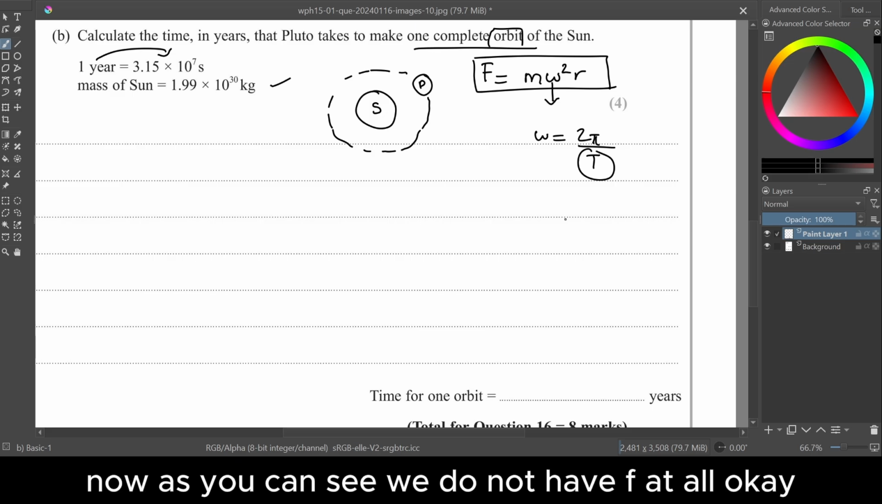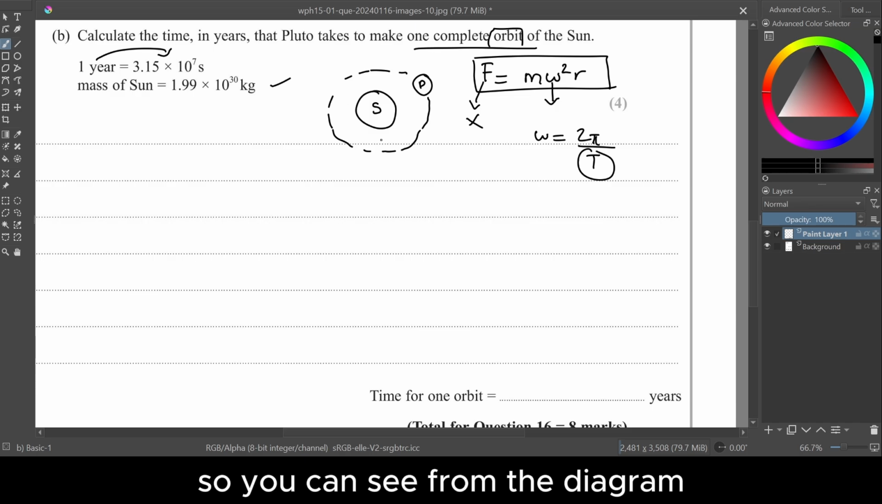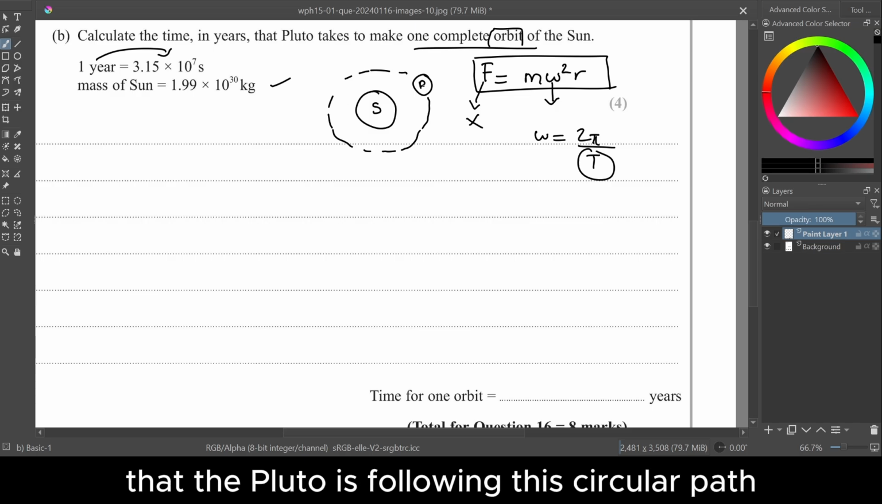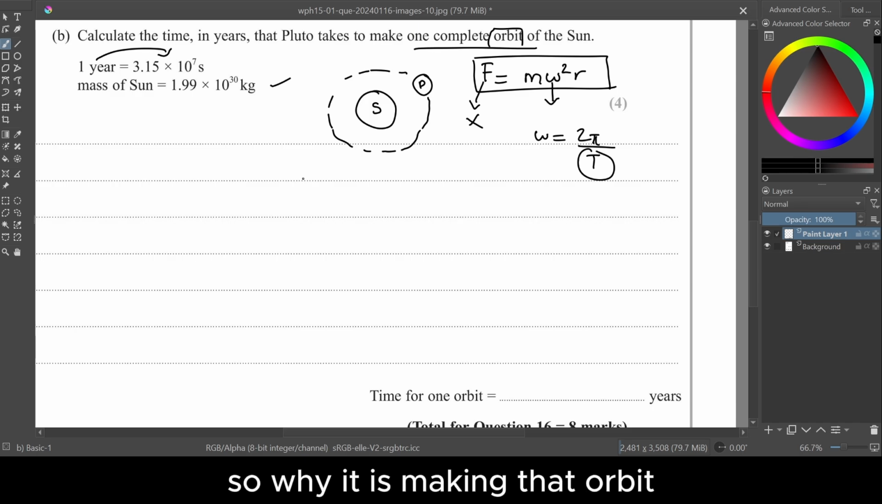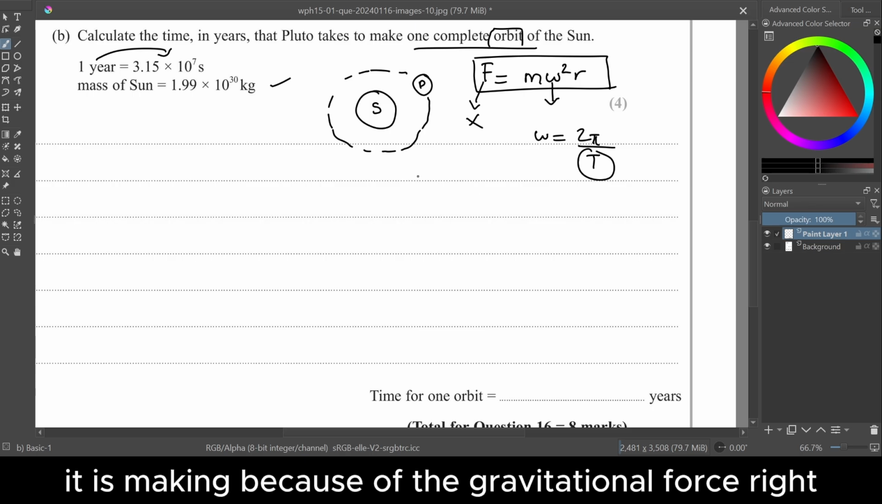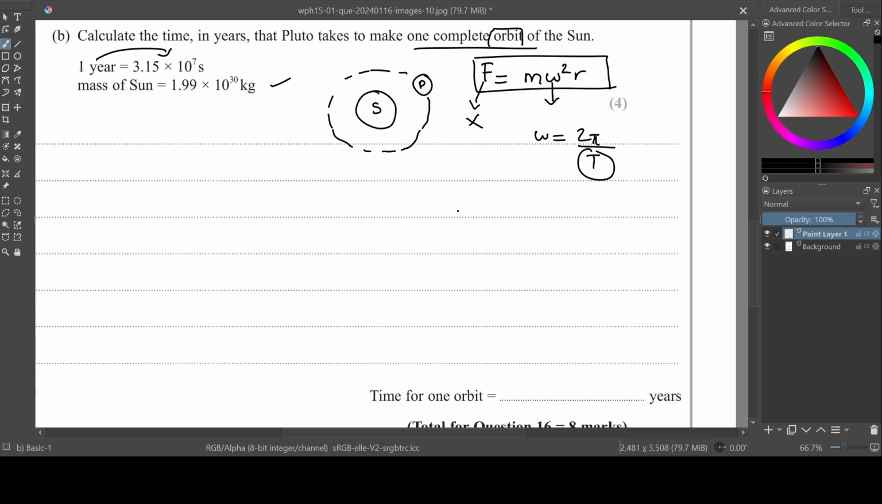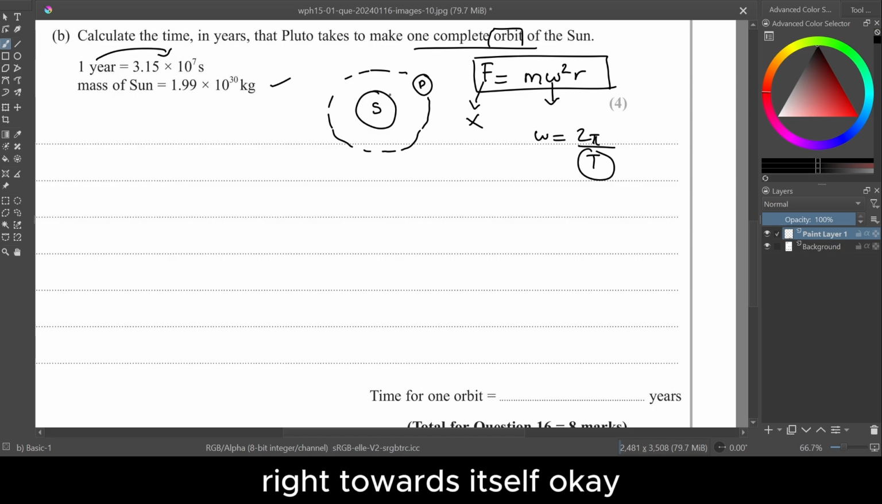Now, as you can see, we do not have F at all. So where will we get this F? You can see from the diagram that Pluto is following this circular path, or making an orbit around the Sun. So why is it making that orbit? It is because of the gravitational force. The Sun is pulling Pluto inwards, towards itself.